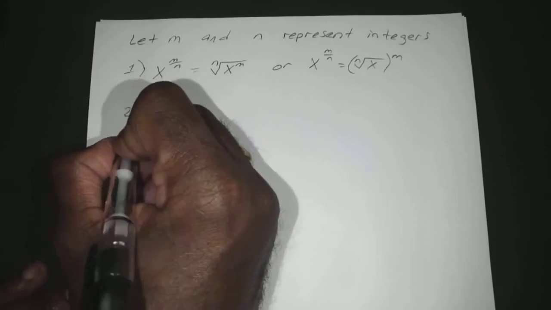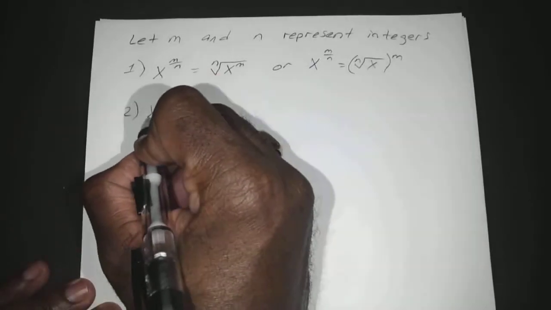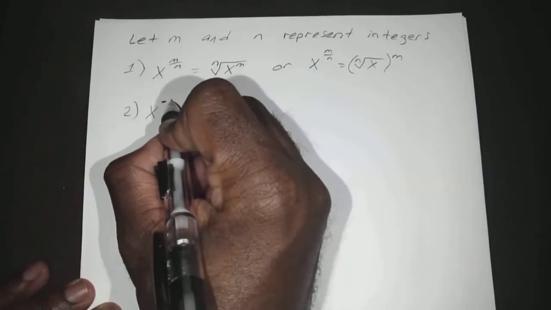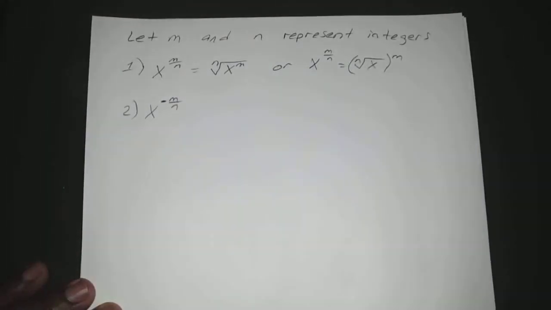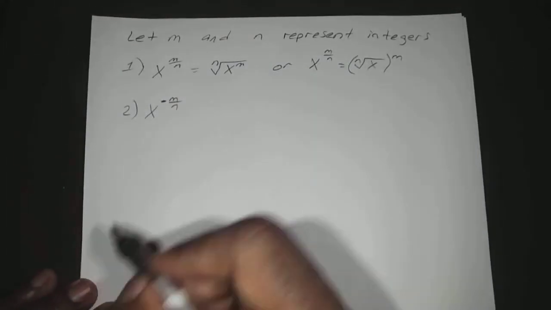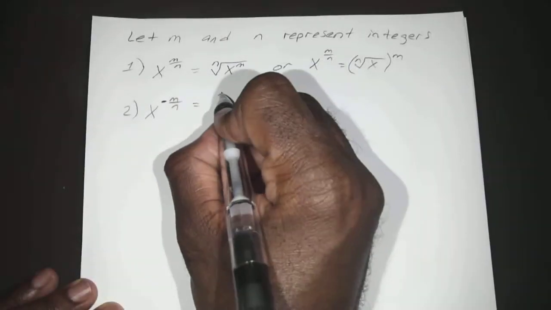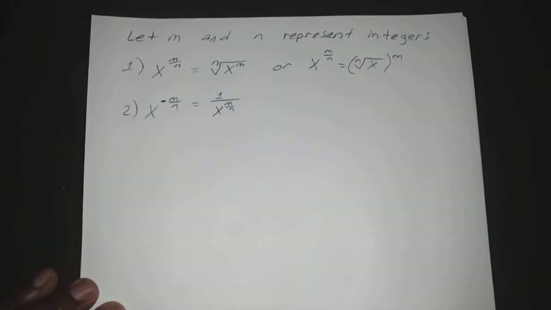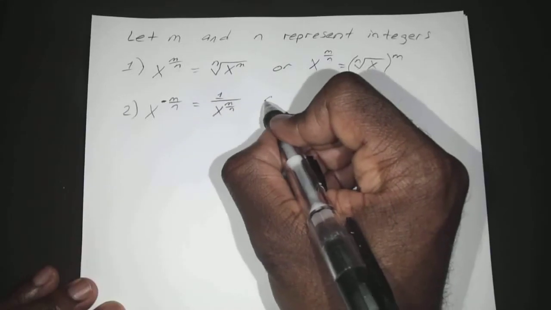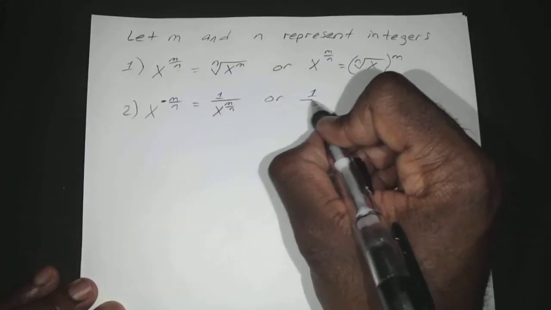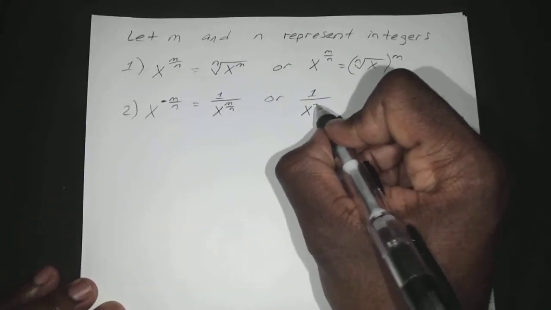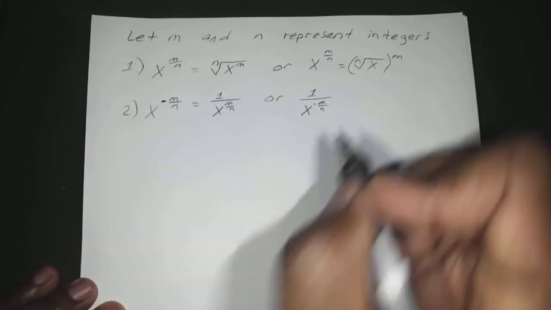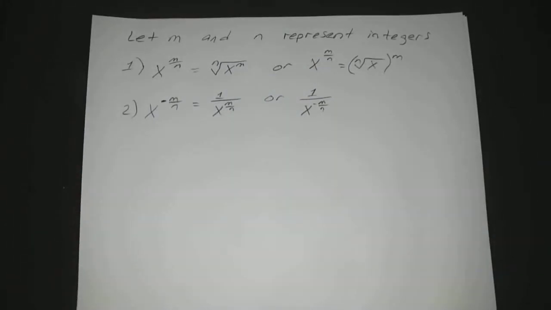And same thing if you have a negative exponent. So let's say you have negative m over n. Then that's just going to equal 1 over x to the m over n, or x to the negative m over n in your denominator. Just like before, you just move it up to the numerator and make it positive.